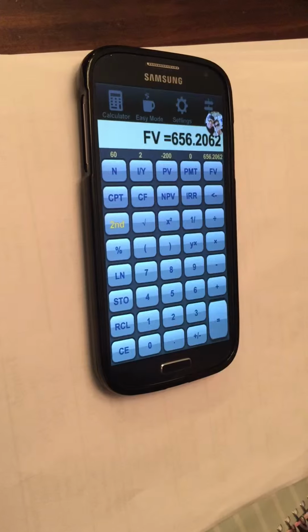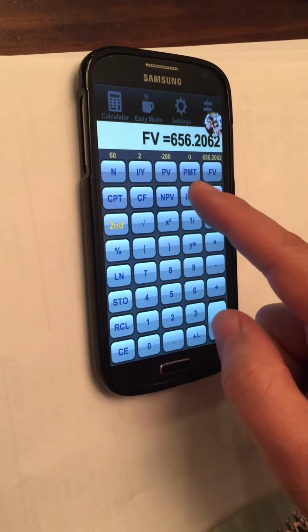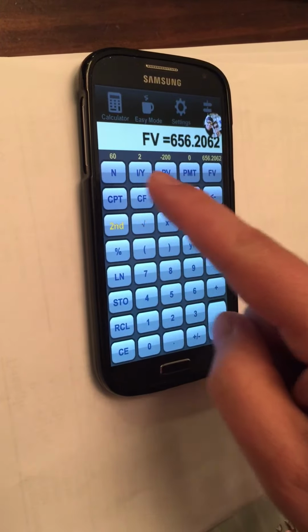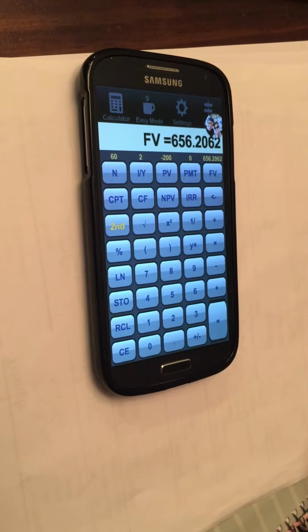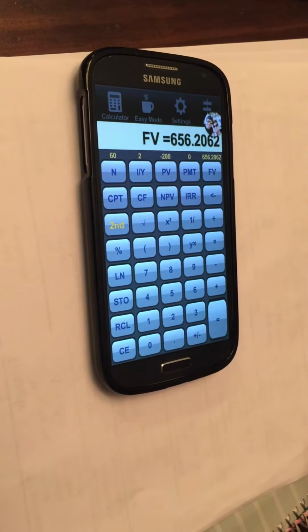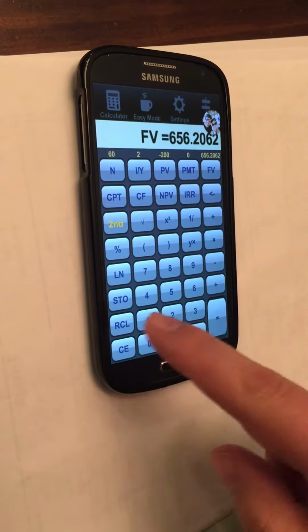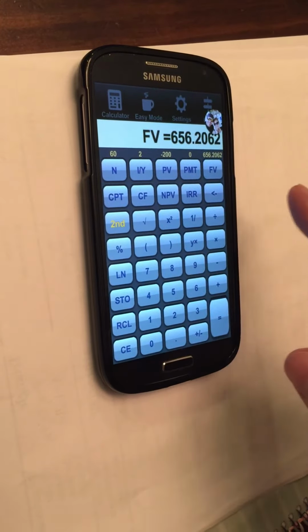Remember to always, before you do this, clear your calculator because these numbers up here on a calculator will be stored. And I'm not sure exactly what calculator you have, but there's a way, you just probably hit the clear button and it'll clear all these buttons.